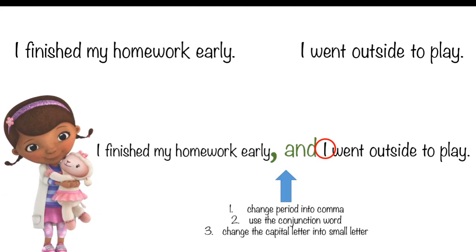Look at that one. I finished my homework early. I went outside to play. I'm joining these two sentences with a conjunction word and. So, step number 1, I change the period into comma. Step number 2, I use the conjunction word and. And step number 3, I will not follow in here.